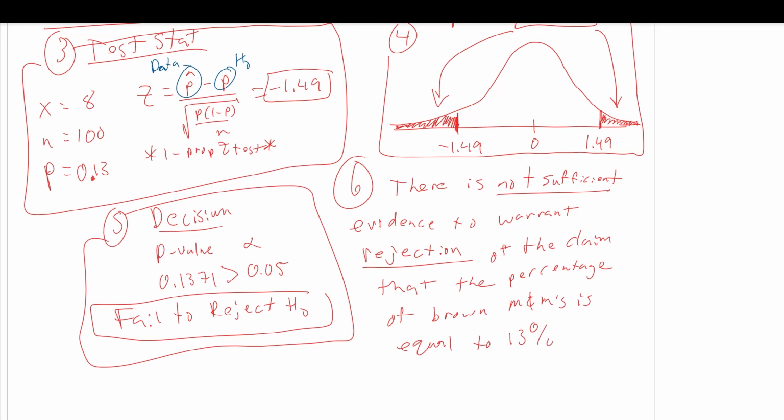So the fact that from 100 M&Ms, only 8% were brown, even though that's lower than the 13%, that wasn't significantly lower than the 13%. Mostly because the sample size wasn't large enough. If this was 8% out of 1 million M&Ms, then we would definitely get something that's more significant.